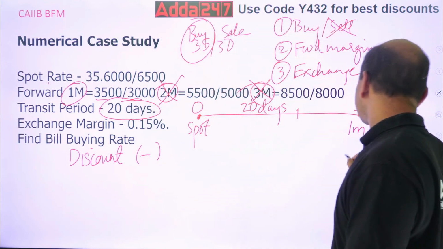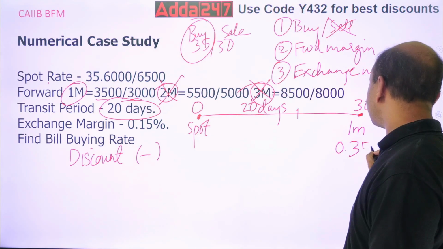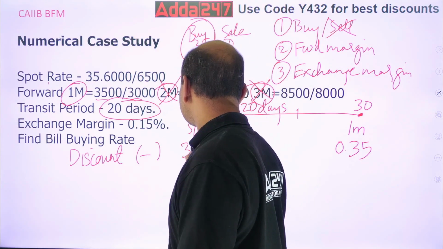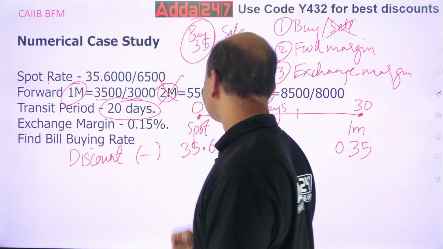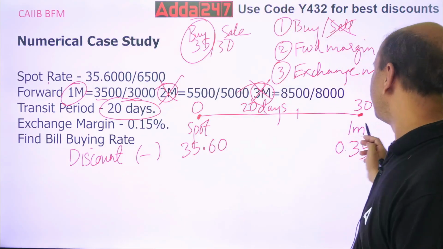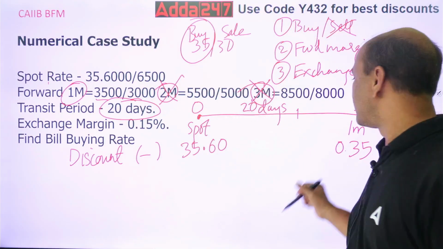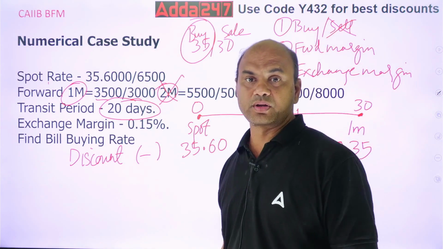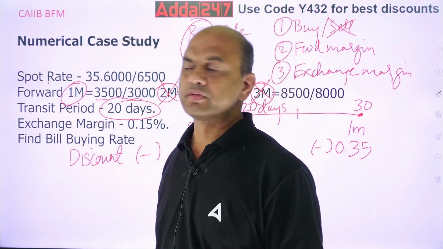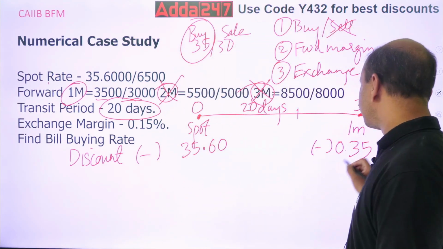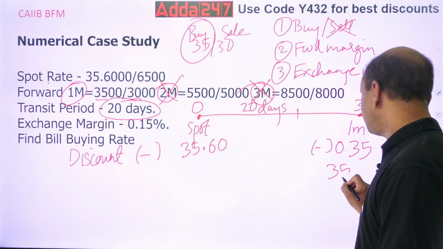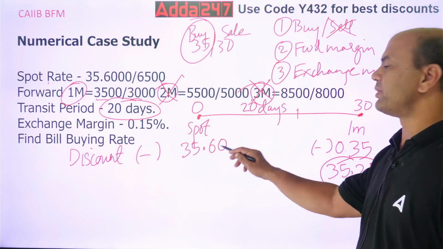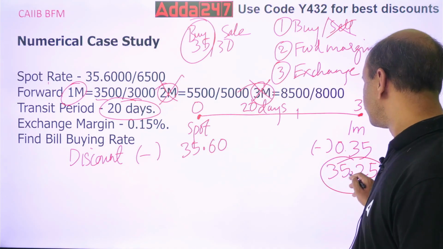So I'll write it over here, 0.35. Let's write it in points. And what is the spot rate? 35.60. Spot is 35.60 and 1 month is 0.35. But that is minus, kindly note, because it is in discount. So first find the rate: 35.60 minus 0.35 gives 35.25. This is my new rate.